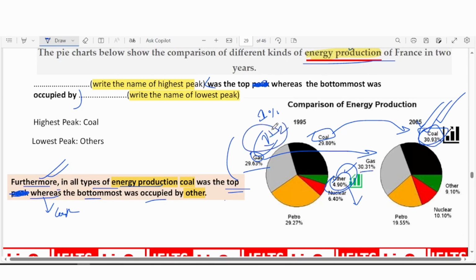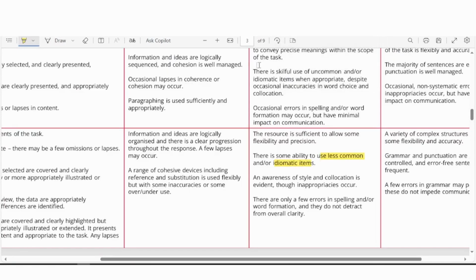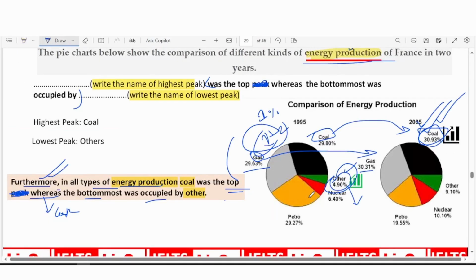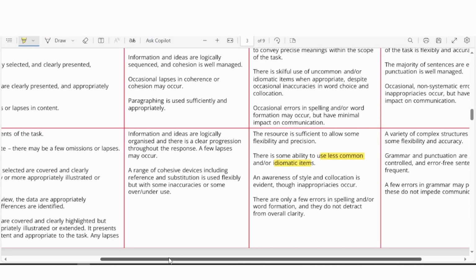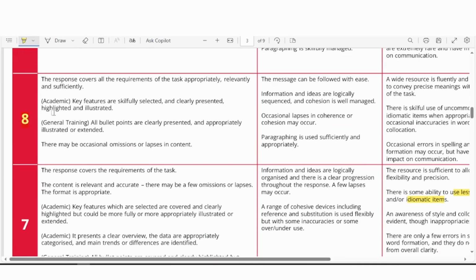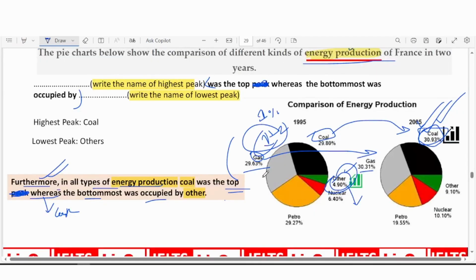Done, your 2 sentences, because it's very important to describe and illustrate your key features. See why I'm telling you that? There are a lot of features out there, but you want to talk more about your key features. Let me show you. From the band descriptors, if you look at band 8, they want you to select key features, and then present and highlight those key features in your overall. But they want more, they're greedy. They want you to illustrate those key features properly. So that's what they want. So important. Done. 1 to 2 sentences, you are done.